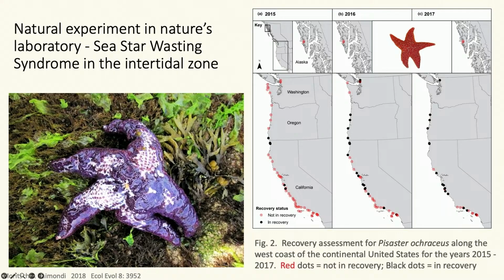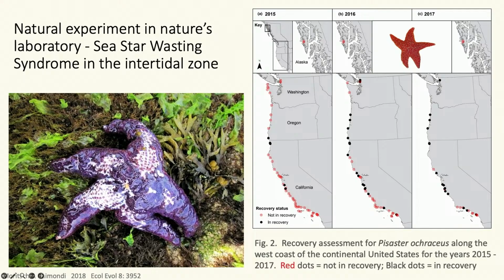And even though some of those populations started to rebound and recover fairly rapidly as soon as 2015, in fact, what you can see from the map here, 2015, 2016, 2017, left to right, you can see the dark symbols are populations that are in recovery since the outbreak. The orange dots are not in recovery. And what you can see through time is that there's been really variable recovery.